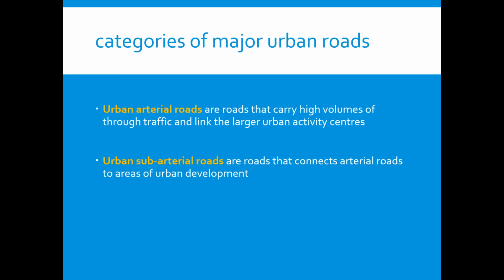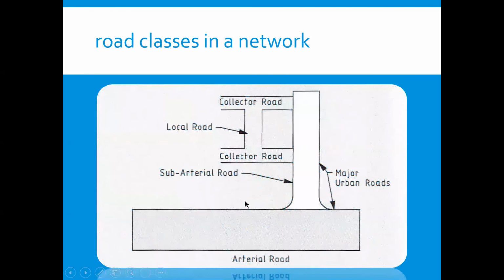There are two categories of major urban roads: urban arterial roads and urban subarterial roads. Urban arterial roads are the roads that carry high volumes of through traffic and link the large urban activity centers. The urban subarterial roads are roads that connect arterial roads to the areas of the urban development. You can see this classification on this little sketch, okay? So you can see the arterial roads, major urban arterial roads, subarterial roads, and the collector roads.